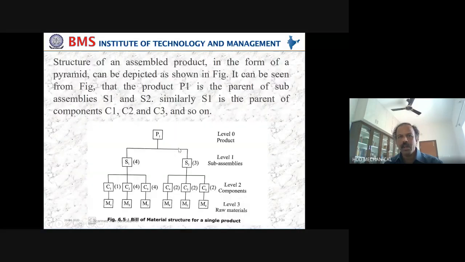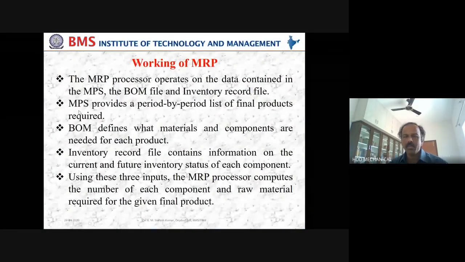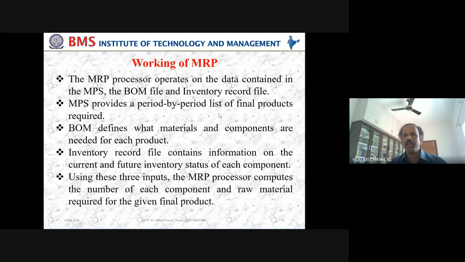Now, what inputs they have given to you is important. What does MPS provide? MPS provides a period by period list of final products required. BOM defines what materials and components are needed for each product. The inventory record file contains information on the current and future inventory status of each component.